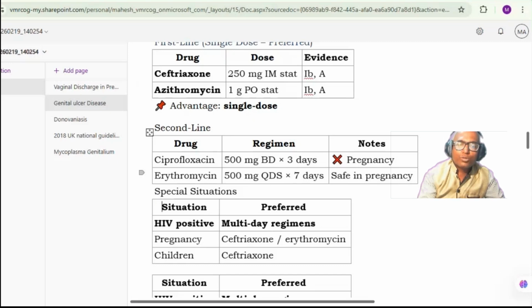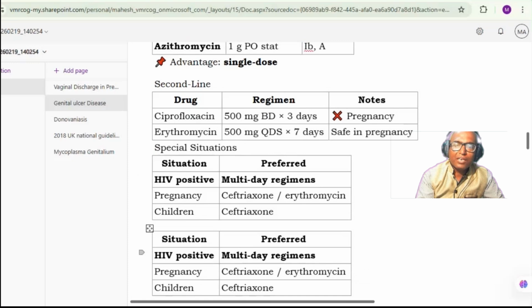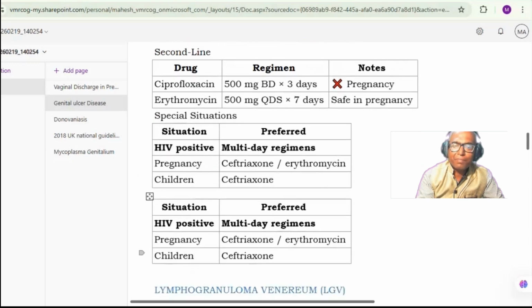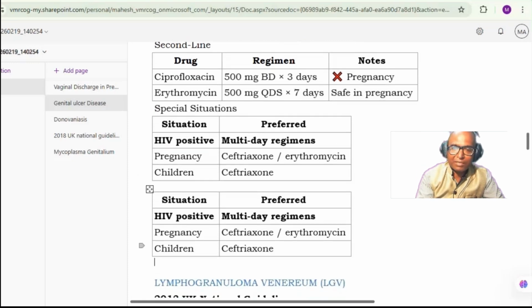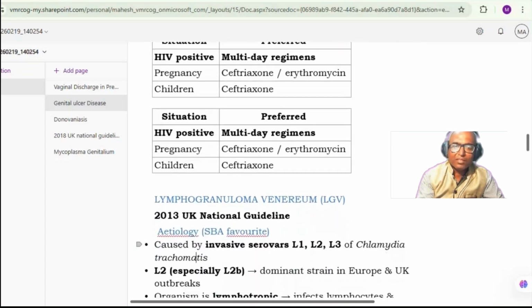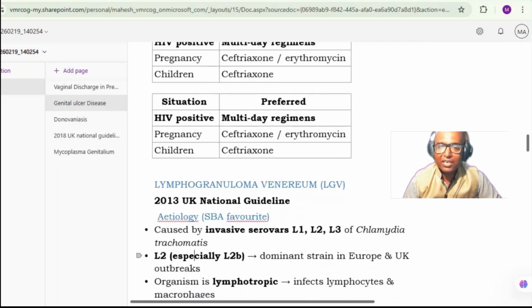Okay. Special situations: HIV positive, and pregnancy, it will be ceftriaxone or erythromycin. So go for ceftriaxone first. If the patient is allergic, then go for erythromycin, a 7-day course. Children, ceftriaxone. If HIV positive, then the same treatment again, as in pregnancy. Okay, so that finishes our chancroid.